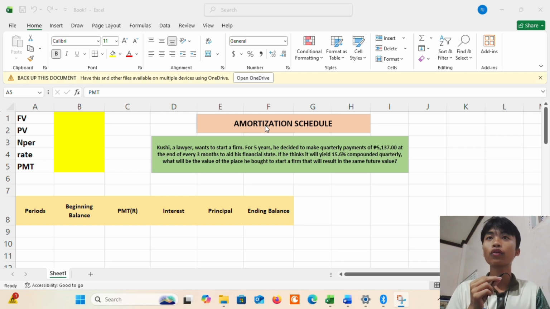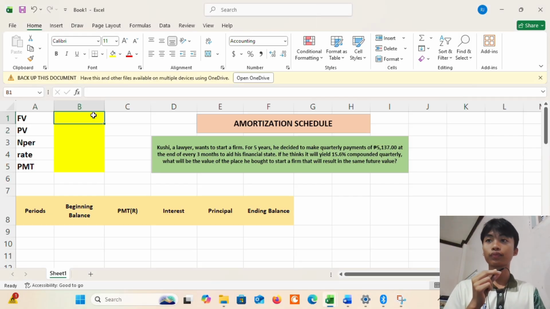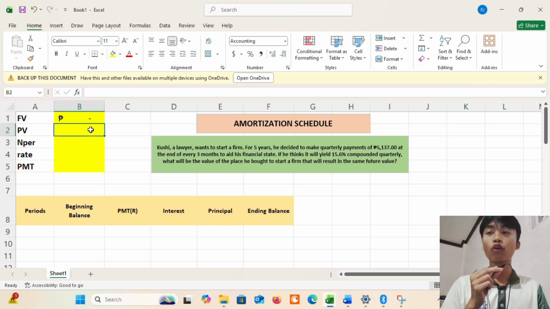So here we already have our template for amortization schedule that we are going to use as we solve the problem regarding the amortization schedule. So in your Excel, just type FV for the future value, then PV for the present value, NPER is the period's rate, and then the PMT, which is the regular payment.